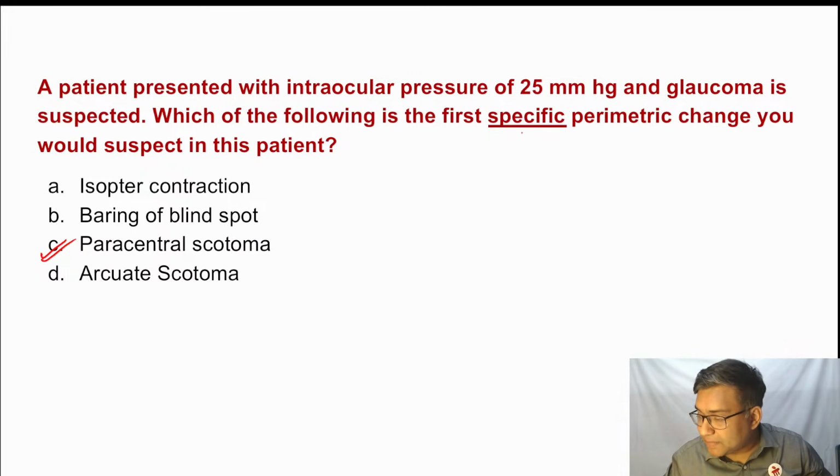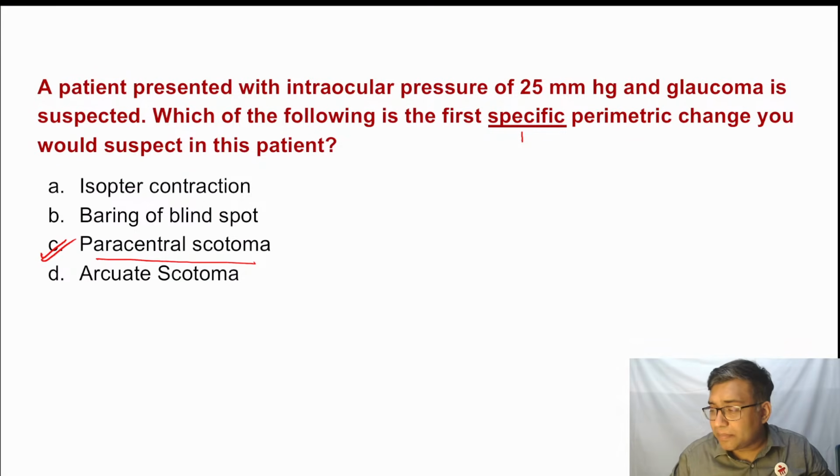Remember, here also the word basically marks you what should be the answer. So whether it is specific, your answer would be paracentral scotoma. But if they have not asked specific, they have just asked for the first perimetric change, then your answer would have been isopter contraction.